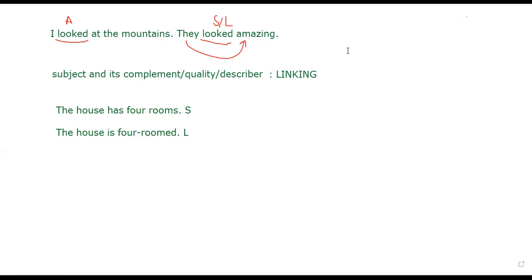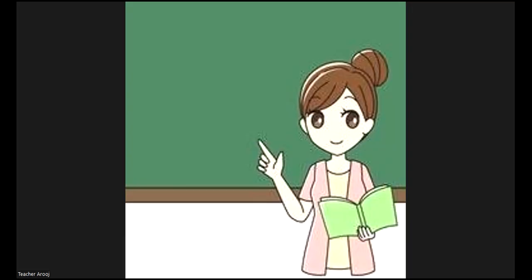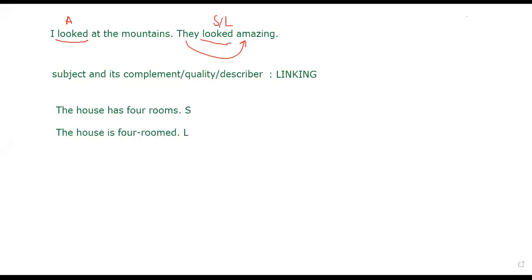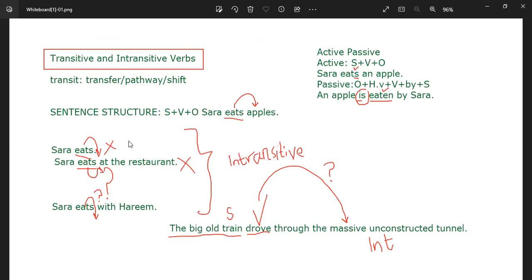Now let us move on to the topic that we have for today, which is the types of verbs. Types of verbs is the topic that we have to go over today. I guess I'll just open the whiteboard that is already made instead of creating a new one, because it's going to save time. So the topic that we have today is transitive and intransitive verbs.